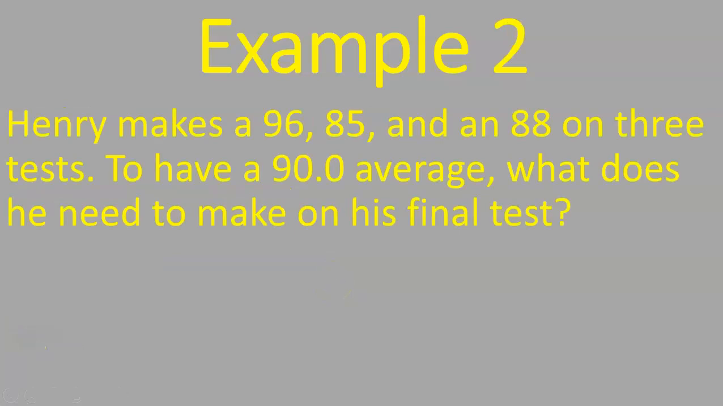For a second example, Henry makes the following test grades to have a 90.0 average. What does he need to make on his final test? If you are given the average ahead of time, it's most always a good idea to compute the total. Okay, so if we have 4 tests, you're going to multiply 90 by 4 to get 360. He needs 360 points to get that 90.0 average.